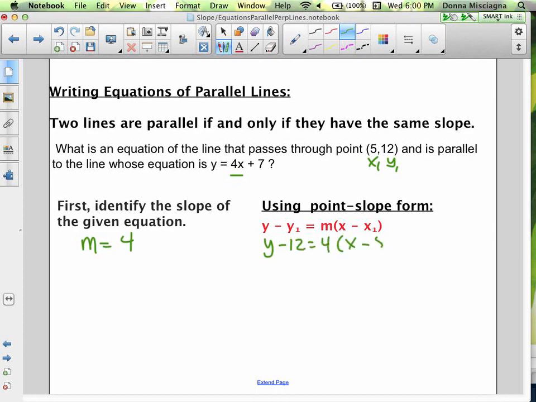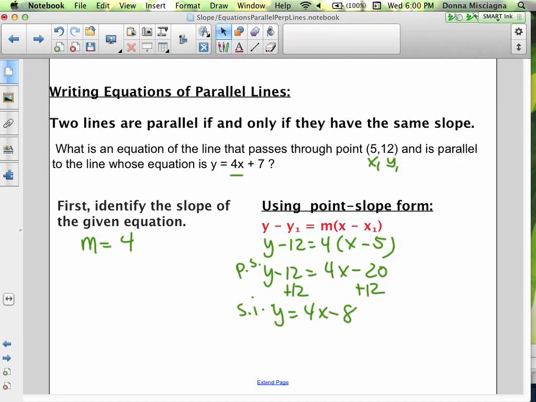We'll distribute. y minus 12 equals 4x minus 20, and then add 12 to both sides. y is equal to 4x minus 8, and there we're done. So here is point slope, and here is slope intercept form. And remember to fill in your notes as you're going along here. If you need to, pause me, and then let's start me right back up again when you're done.